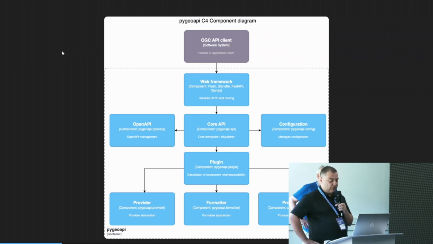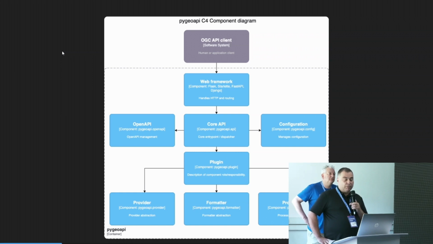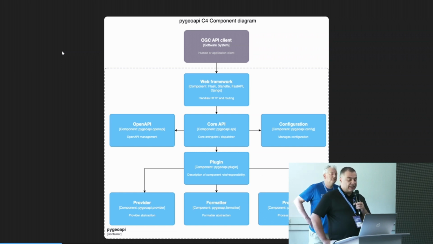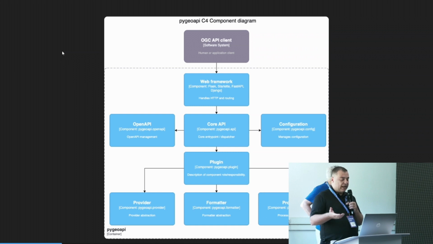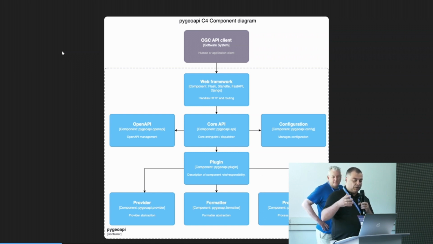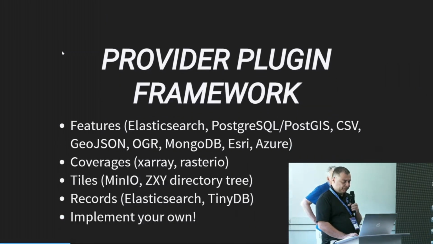Or if you would need to write a new output format, for example. So that's the basic idea. And then on top of the core API, we are web framework agnostic. So whether you are using Django or Starlette or Flask, which is our default, for example, you're able to put that on top of PyGeoAPI accordingly.